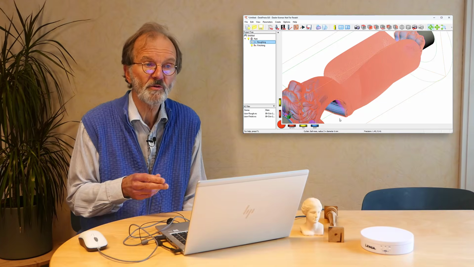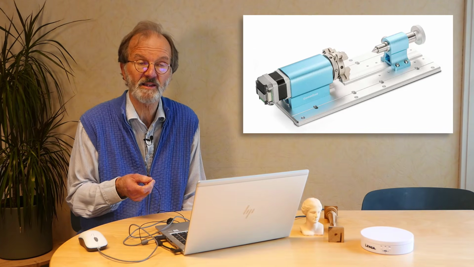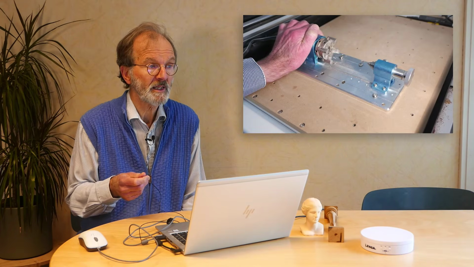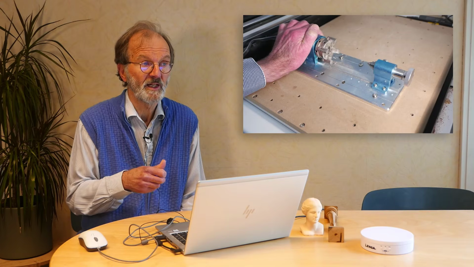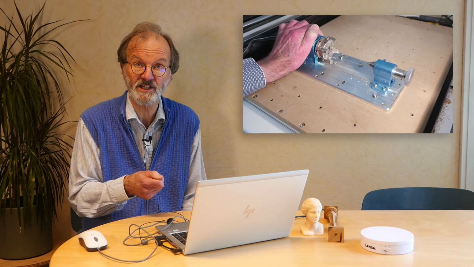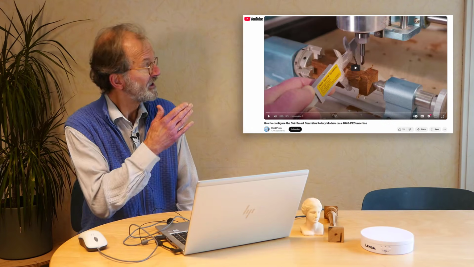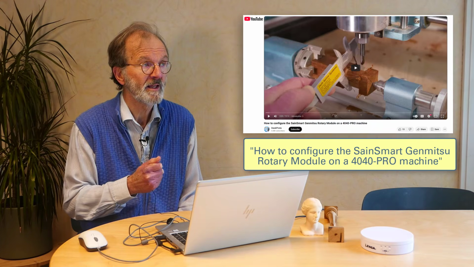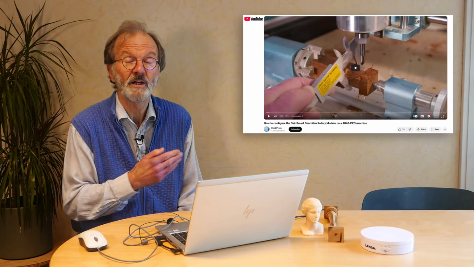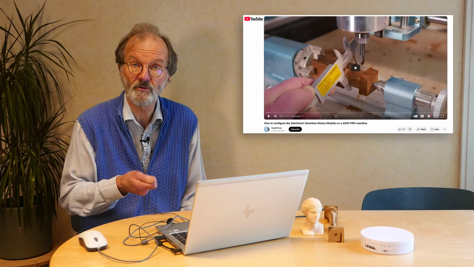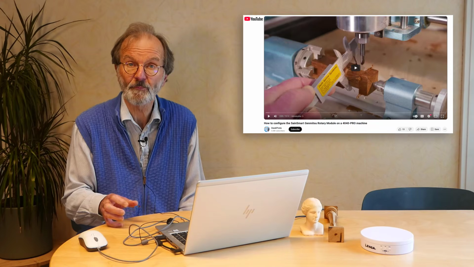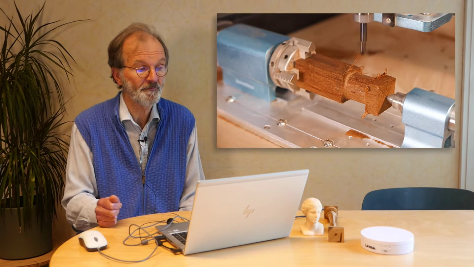For this project we use the SainSmart rotation axis, which we installed on our 4040 Pro machine. This complete process of installing, aligning, configuring, etc. for the rotation axis, we captured that in a separate tutorial video, which you can see here. So when rotation axis machining is new for you, we strongly advise to view this video before you start with your own project. Okay, for the current video, we can now proceed to the milling machine.